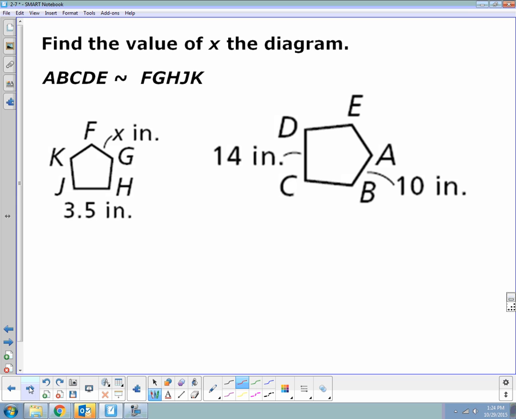Next one, try it. See if you can get the right answer. I'm assuming you tried it. Even if you get the wrong answer, try it. If you tried it and you have an answer, then you should keep watching. The correct answer for this one, x is going to be 2.5 inches. And if you didn't get the right answer, make sure you watch the linked video.